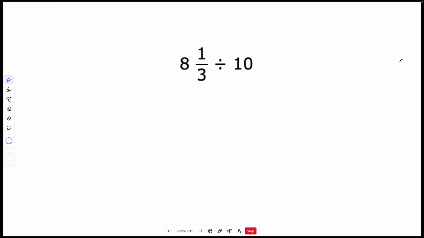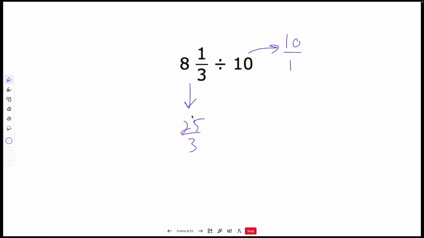All right. What happens when we divide mixed numbers and whole numbers? Well, we need to change this into a fraction. So you should already know how to do that. 3 times 8 is 24, plus 1 is 25 over 3. Let's do keep, change, flip. Well, and remember this is 10 over 1.